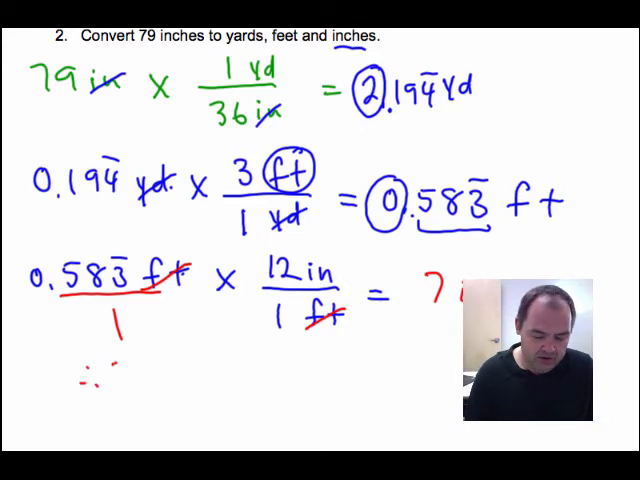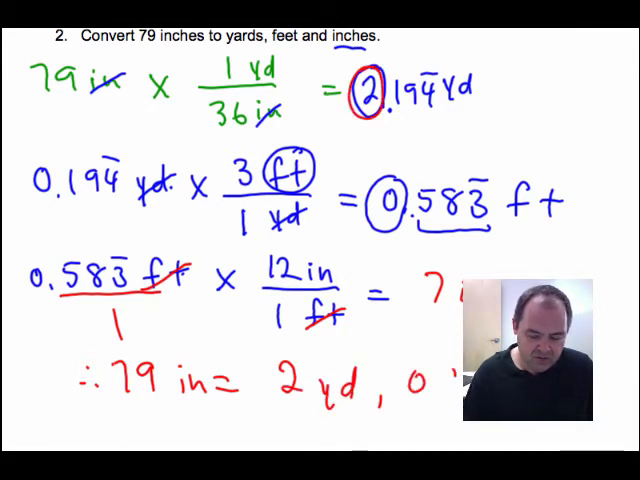And therefore we have established that 79 inches is 2 yards, 0 feet, and 7 inches.